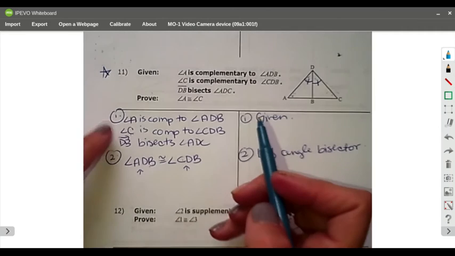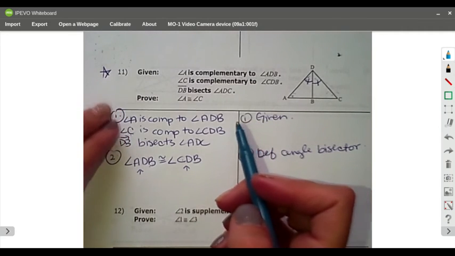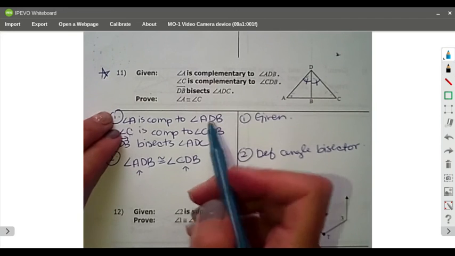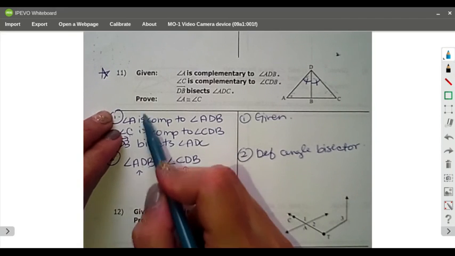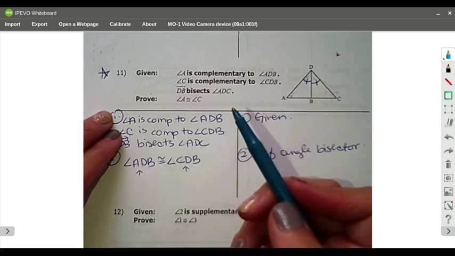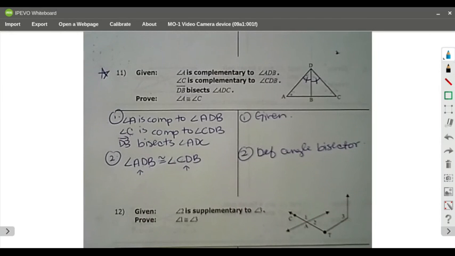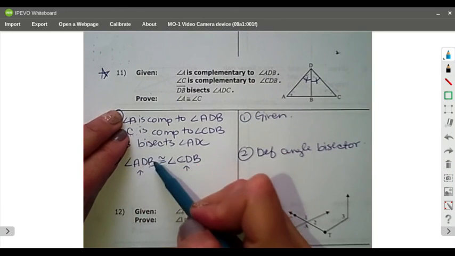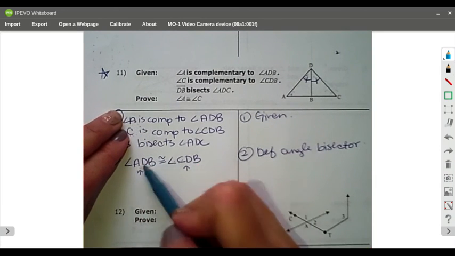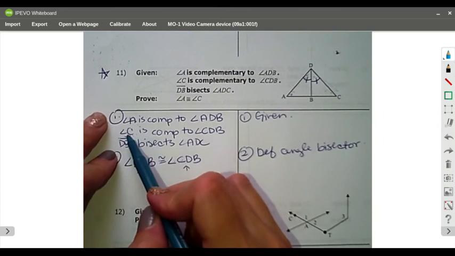So we have 2 angles, A and C, that are complementary to a pair of congruent angles. They are forced to be congruent. Let me say that again. A and C are both complementary to a pair of congruent angles. So it forces A and C to be congruent.